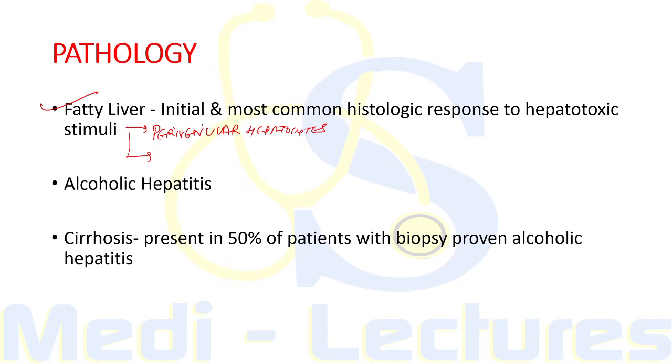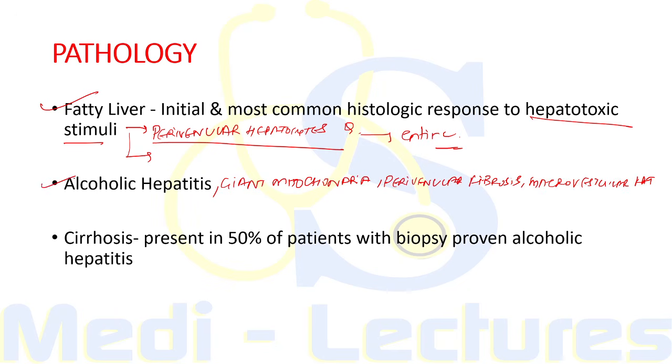Firstly, the fatty liver is the initial and most common histologic response to hepatotoxic stimulus, and the fat accumulation in perivenular hepatocytes coincides with the location of alcohol dehydrogenase enzyme. But in later stages there is involvement of the entire hepatic lobule. Now it is important to note that even after such histologic changes, cessation of alcohol leads to reversibility of these changes.